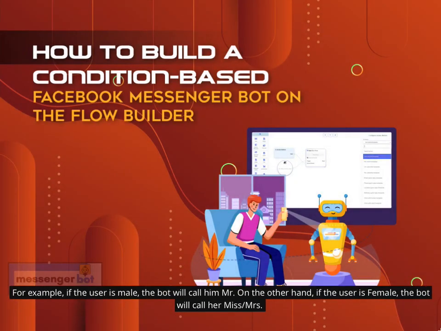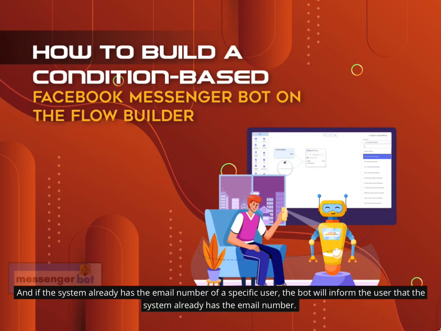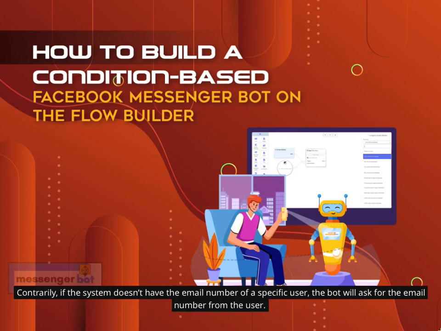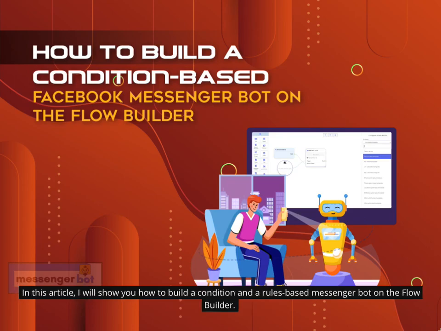For example, if the user is male, the bot will call him Mr. On the other hand, if the user is female, the bot will call her Miss/Mrs. And if the system already has the email number of a specific user, the bot will inform the user that the system already has the email number. Contrarily, if the system doesn't have the email number of a specific user, the bot will ask for the email number from the user. In this article, I will show you how to build a condition and a rules-based messenger bot on the Flow Builder.